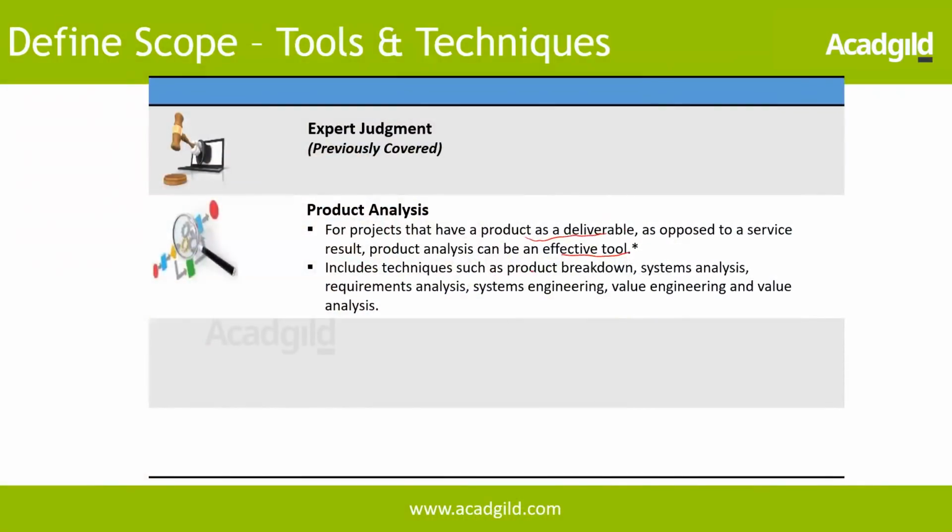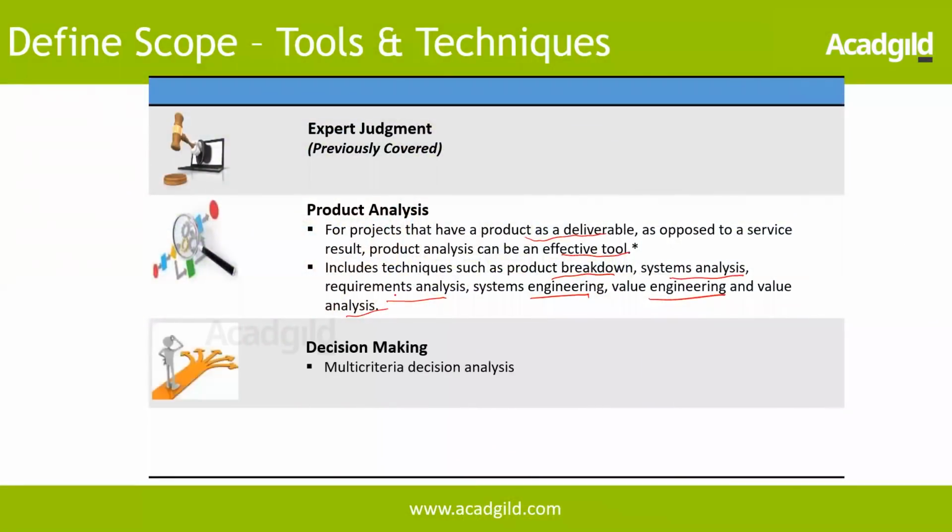So it includes techniques such as product breakdown, systems analysis, requirements analysis, systems engineering, value engineering and value analysis. So this will help the project manager and the business analyst to define the scope. Then again, decision making and interpersonal and team skills like negotiation and communication skills.